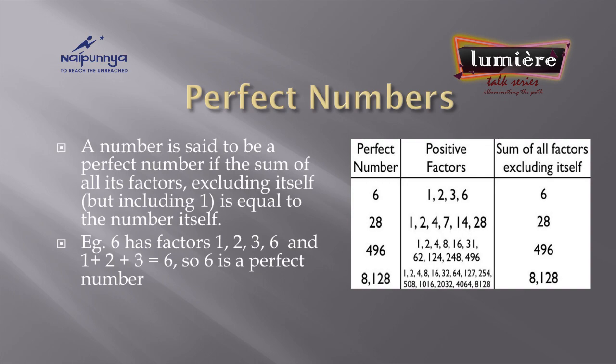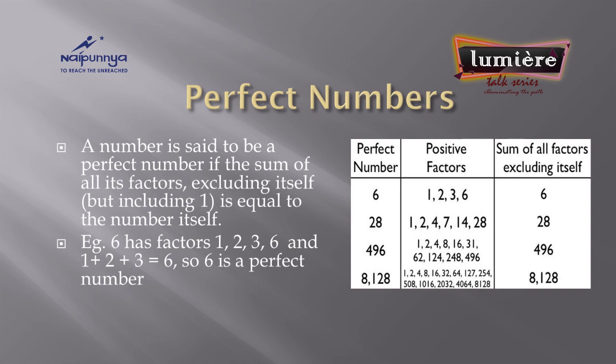Now look into the table provided. You can see the important 4 perfect numbers. First one is 6. The positive factors of 6 are 1, 2, 3 and 6. The sum of all factors excluding itself is 6, because 1 plus 2 plus 3 equals 6.